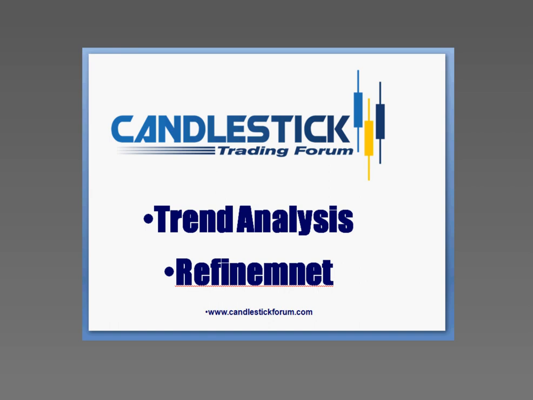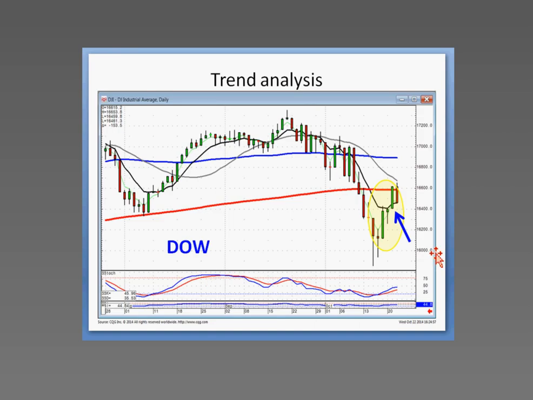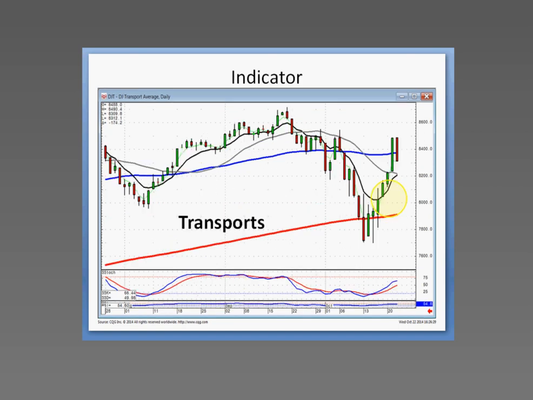So trend analysis, refinements. Basically it boils down to we can analyze what the market trend is doing based upon the signals and what it is doing at the T line. Was this a bobble up in a downtrend? Well, when they came up above the T line on the Dow, that told us it was time to... this is a current chart of the Dow. Same scenario on the transportations.